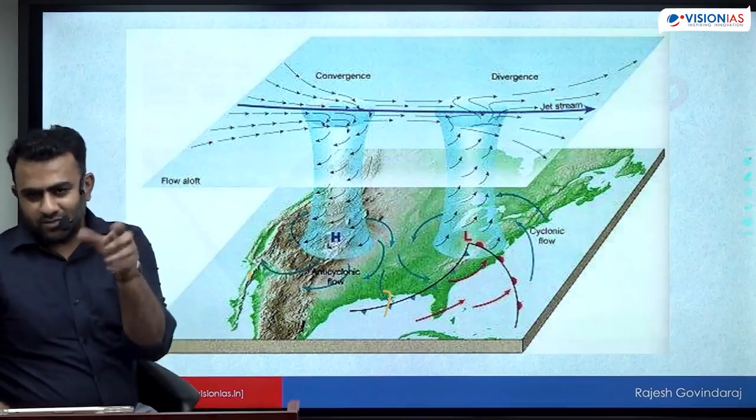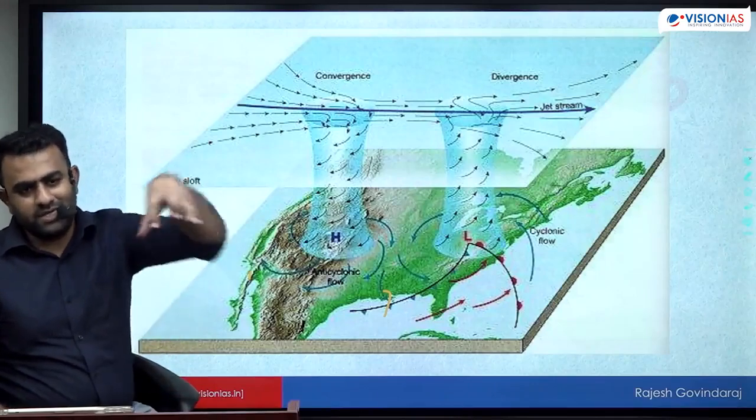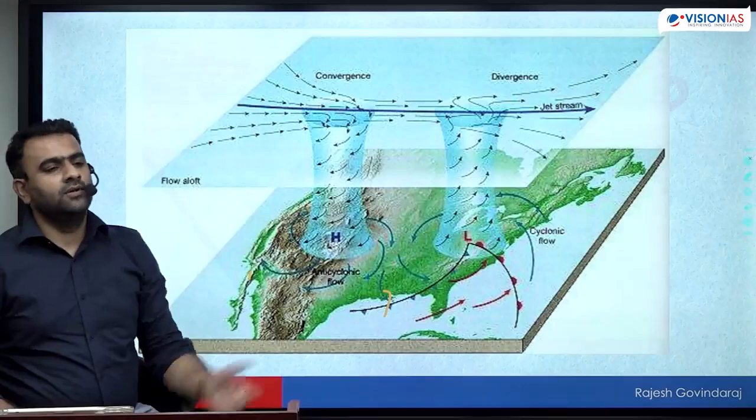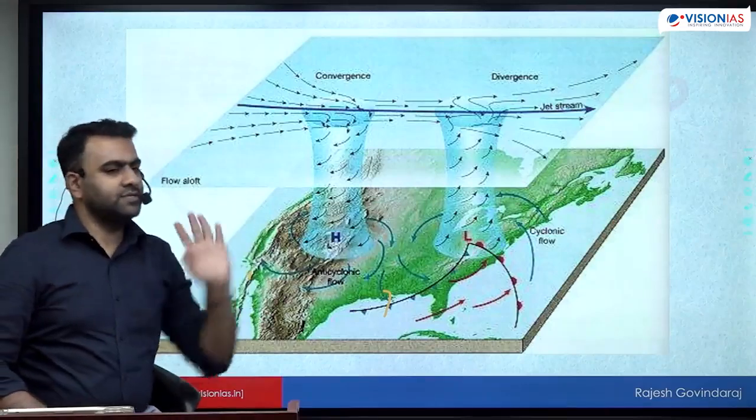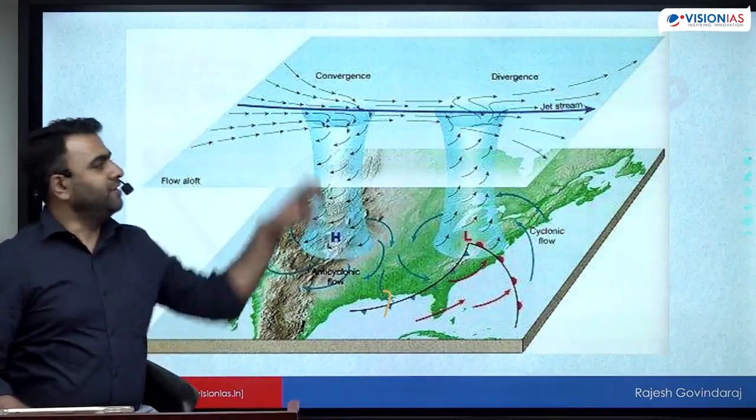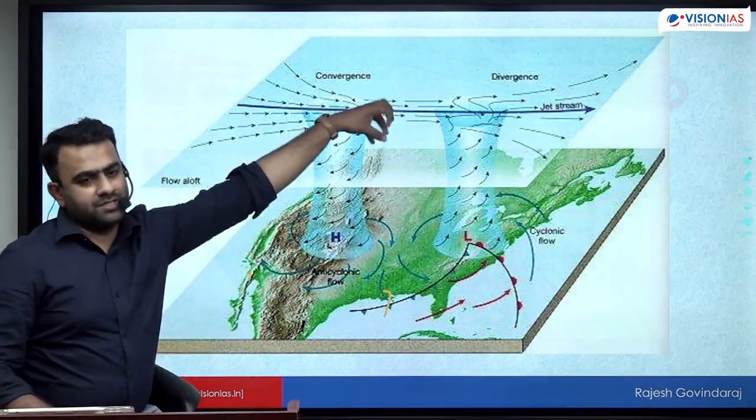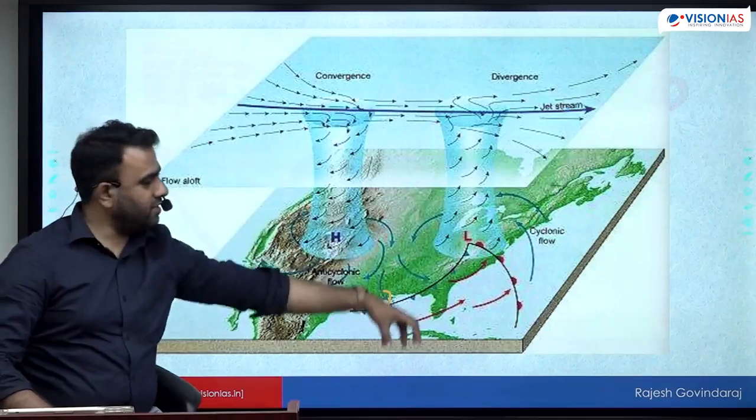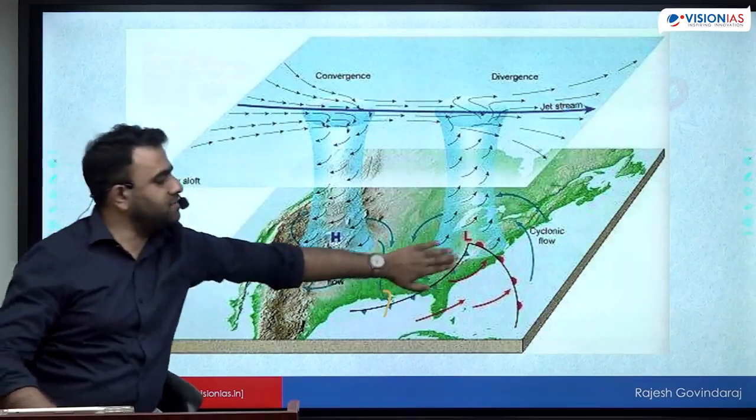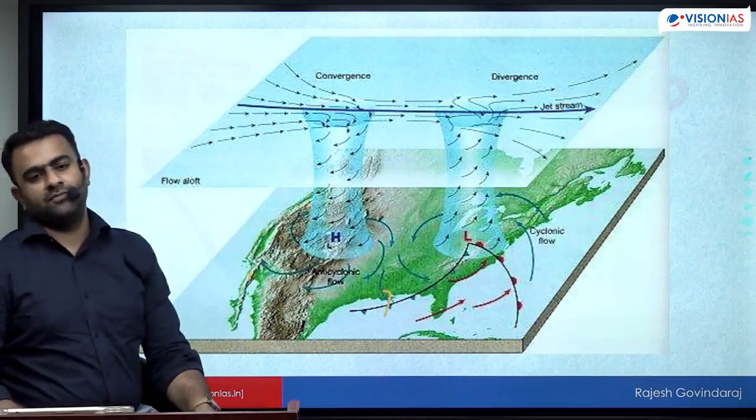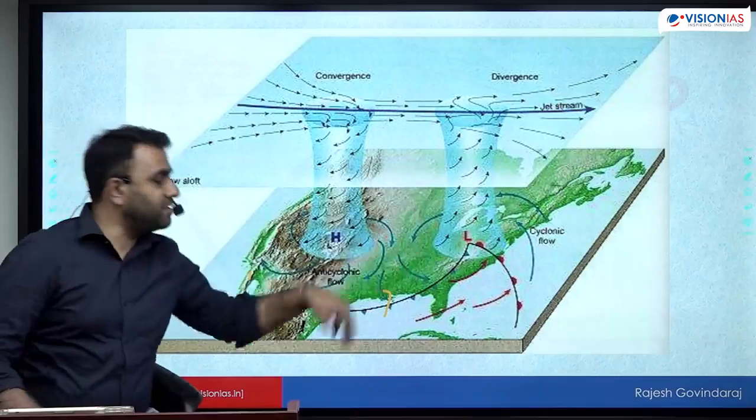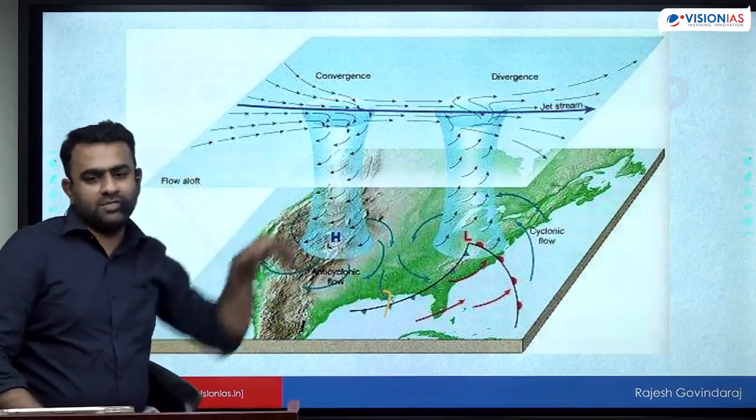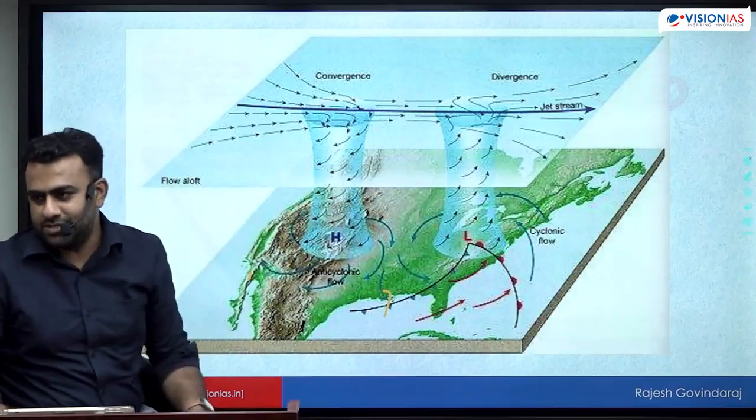The movement of the jet stream causes surface cyclonic and anticyclonic circulations. Wherever the air is diverging within the jet stream, there it causes convergence at the surface. Near the surface, there is low pressure. Now this low pressure will cause the air masses to move towards it, because low pressure will attract the air masses.